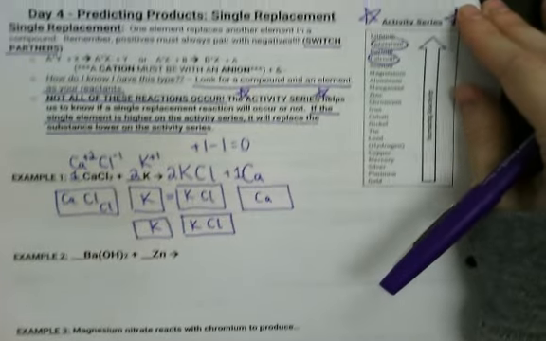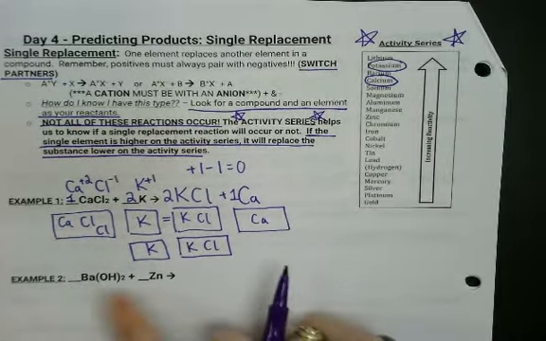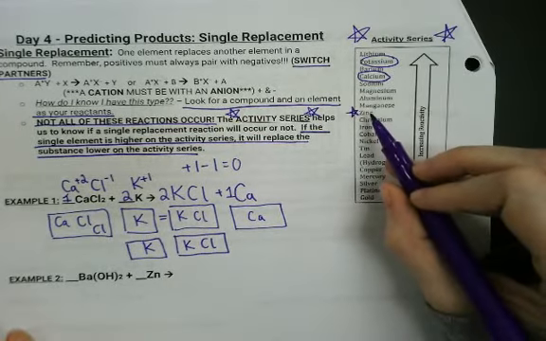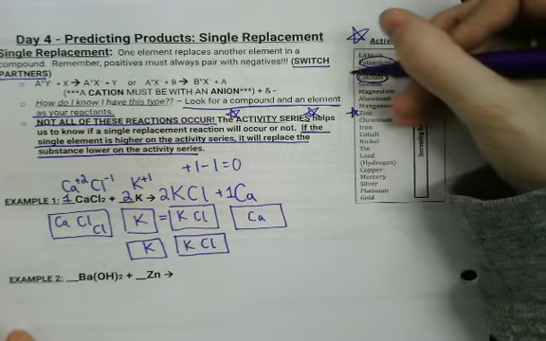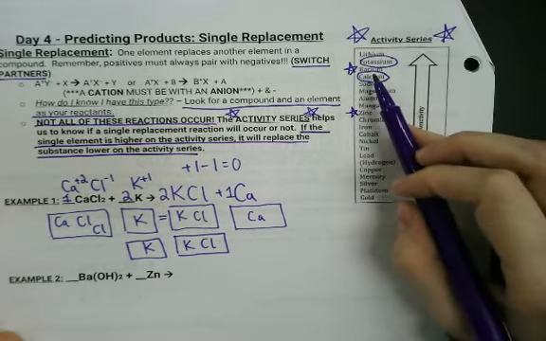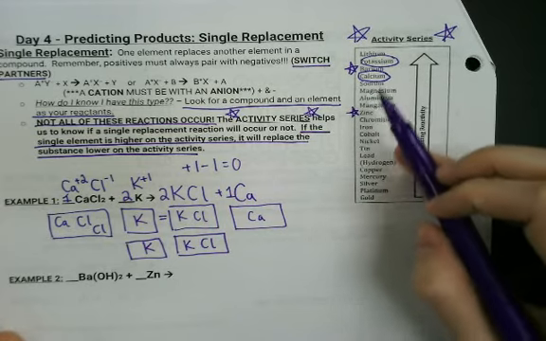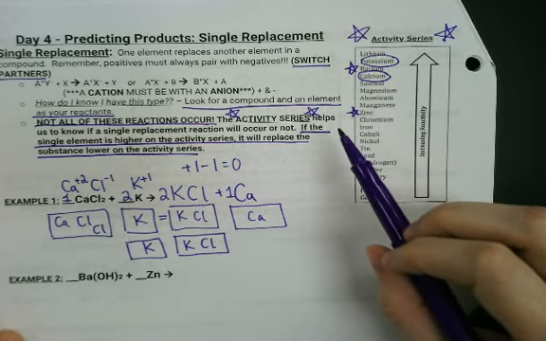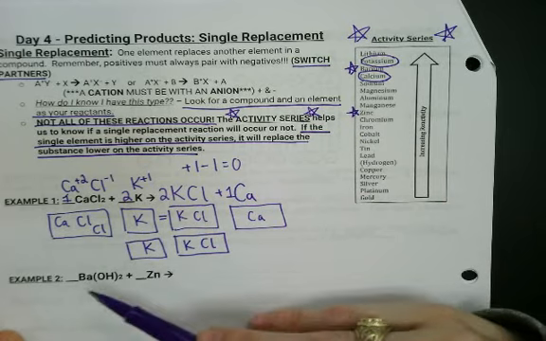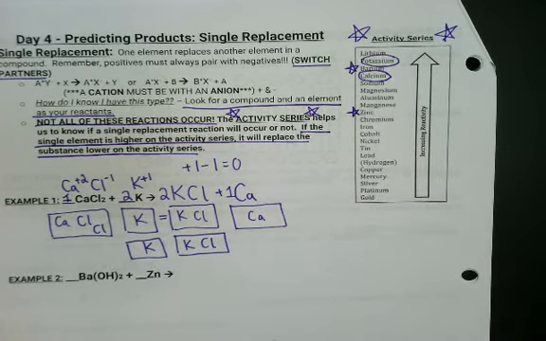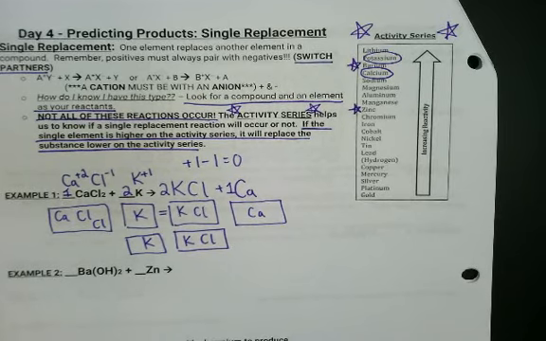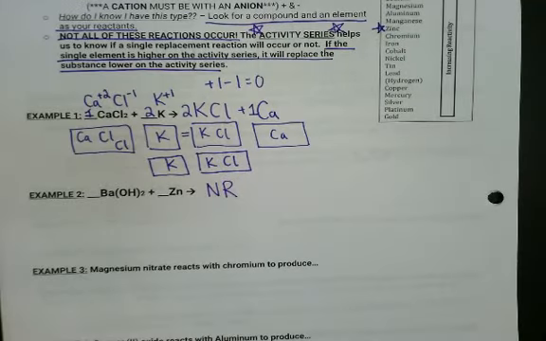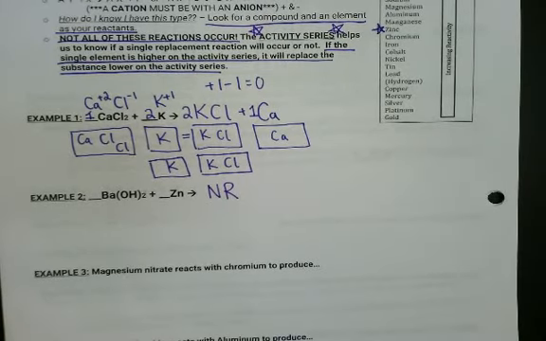So I'm going to come over to my activity series again, and I'm going to identify zinc and barium's positions over here. So I see zinc right here, and I see barium up here. So in this case, zinc is actually below barium on the activity series. If our single element is below the other element on our activity series, it is not going to replace that element. In other words, no reaction will occur. So we're going to write NR for no reaction.